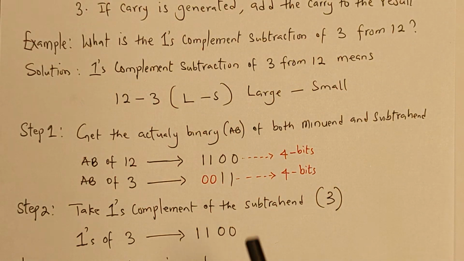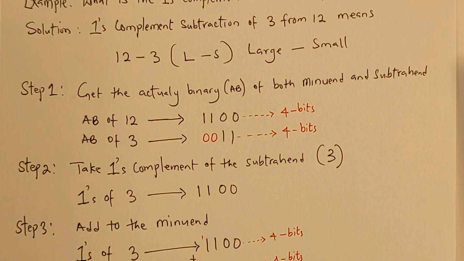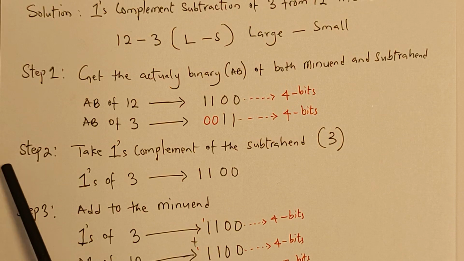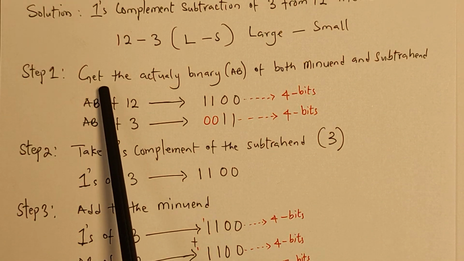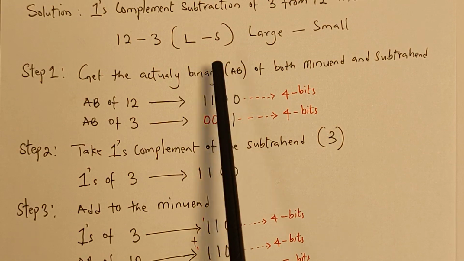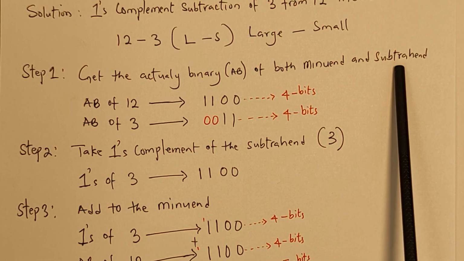Now let's follow the rules in binary complement subtraction. That is what the question says. The question didn't ask us to do a direct subtraction using the decimal. There are rules to solving this kind of exercise. The first thing is we need to get the actual binary, which I'm going to denote as AB, actual binary of both minuend and subtrahend.